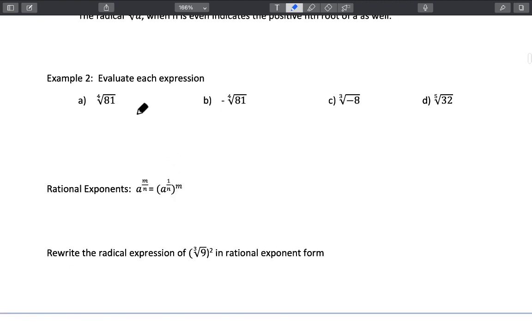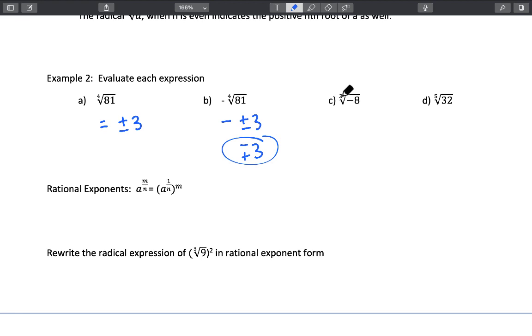All right, next up, we want to evaluate each expression. We've got the fourth root of 81. Remember, this is the even index number, positive, so there are going to be two solutions. This is both positive and negative, positive and negative 3, not 31. All right, now we have the opposite of the fourth root of 81, so that's the opposite of positive and negative 3, which is just negative and positive 3, so it's still the same solution.